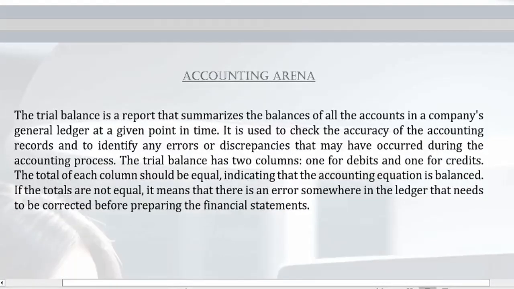The trial balance is a report that summarizes the balances of all the accounts in a company's general ledger at a given point in time. It is used to check the accuracy of the accounting records and to identify any errors or discrepancies that may have occurred during the accounting process.